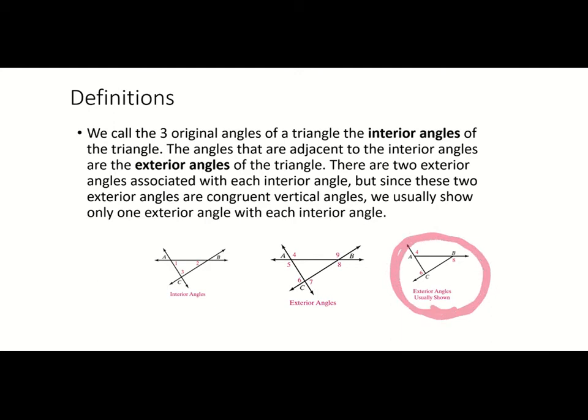And what I want you to notice here is if you look, angle 4 and the angle on the inside, they are going to form that linear pair. And then like 5 and 8 will form a linear pair, and 6 and the other angle on the inside form a linear pair.